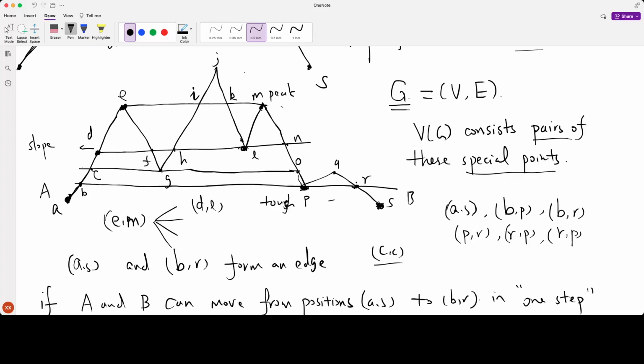So suppose the two people standing at DL, they can move together to EM. No problem, right? So DN also correct. And FL and FN. So he has 4 neighbors. Is this clear? I think this is the most important thing in this problem. Is this clear? Okay, great.